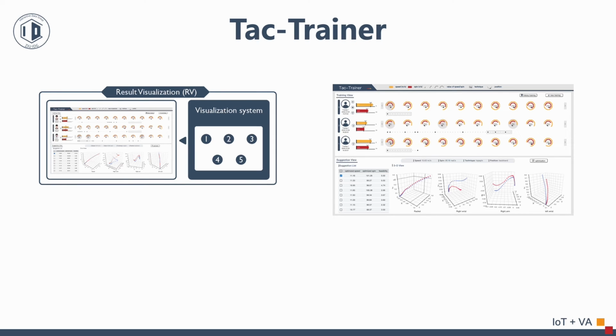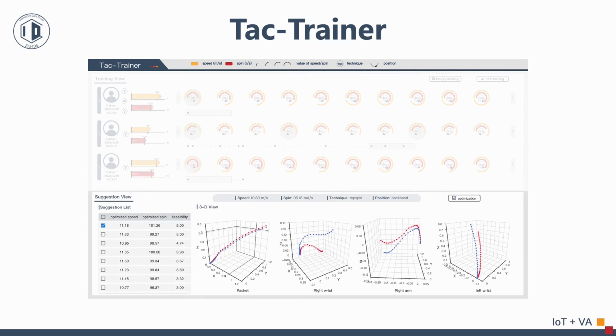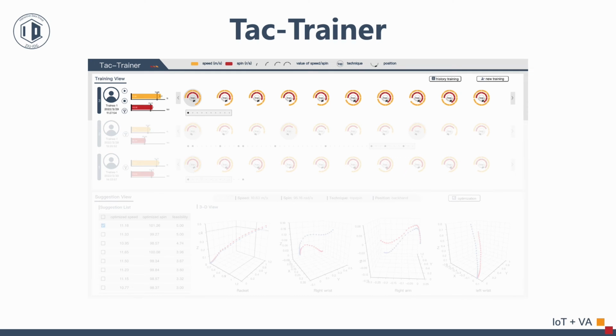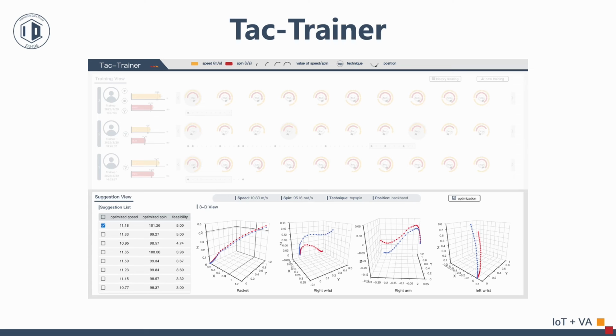In result visualization, we developed a visual analytics system to visualize all processes and results. The system contains two views, the training view and the suggestion view. In the training view, each flow presents the complete training. We used the glyph to encode the stroke in the training. We used the metaphor of the dashboard to encode the speed and spin of the stroke. Besides, we referred to previous work and encode the technique and position on the glyph. In the suggestion view, coaches can explore the trajectories of each optimization suggestion in 3D plots.